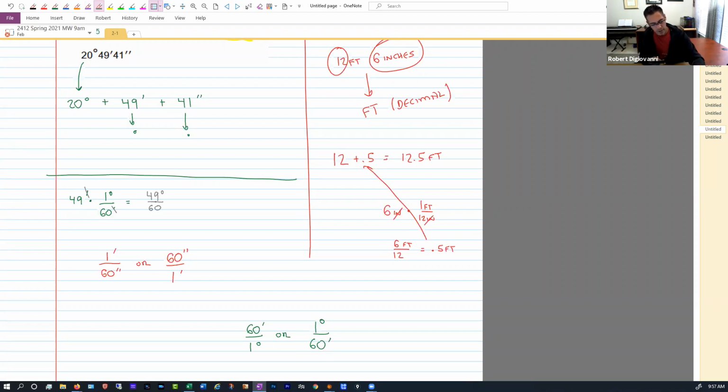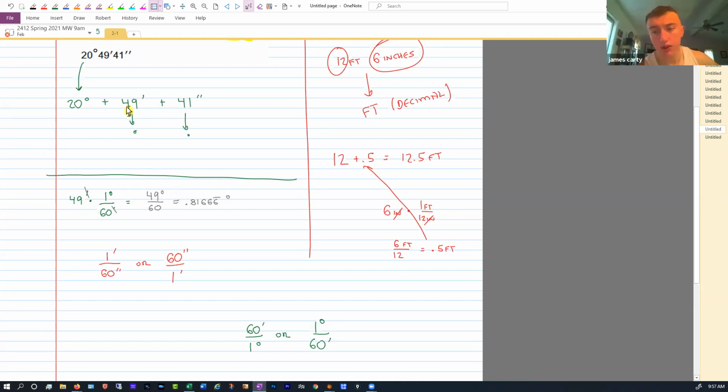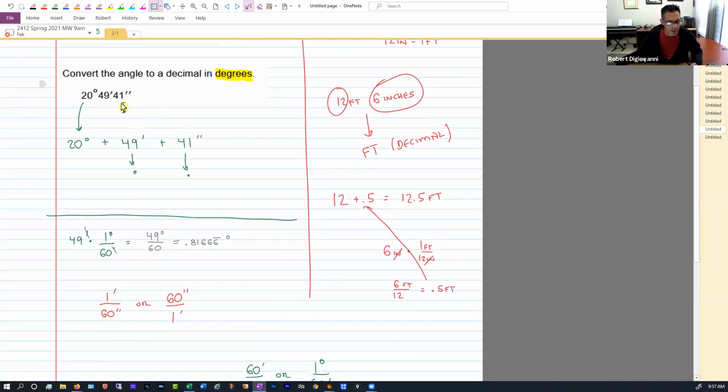Unfortunately, I'm getting a repeating decimal, so this is approximately 0.81666, and it goes forever, degrees. Are there any questions on that, what I did there? If it's a repeating decimal, how far do you want to go to show it, or do you just want repeating? It doesn't say here right now how far to round it. So we'll go to the computer and we'll put it in and we'll see what it tells us.